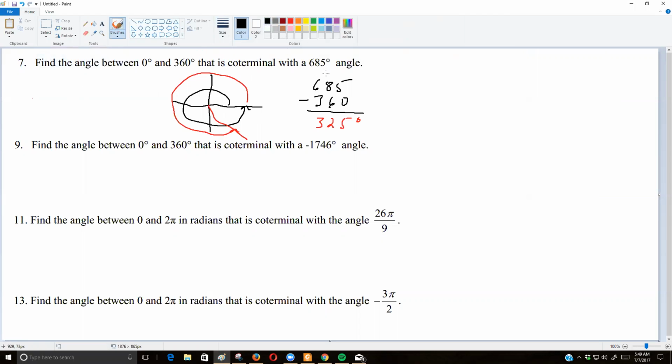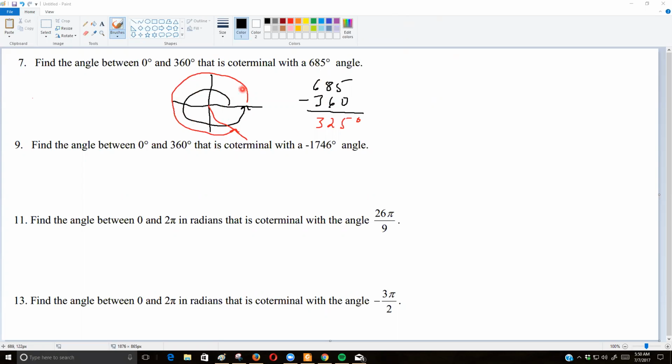I started to draw the 685-degree angle here. Let me get a pointer going on here. Okay, so I drew one revolution around, which is 360 degrees, and I wanted to see what was left. So I subtracted the 360 from the 685, and that left me with 325. Now that's less than one revolution, so I know I'm done.